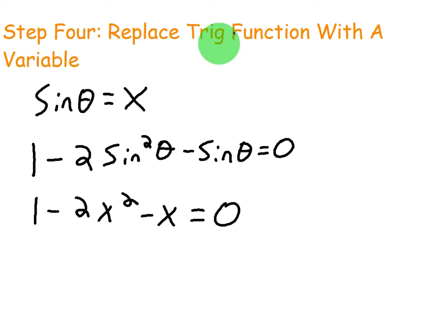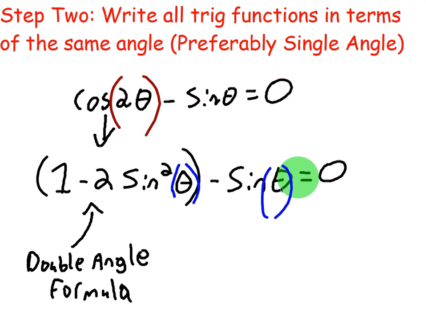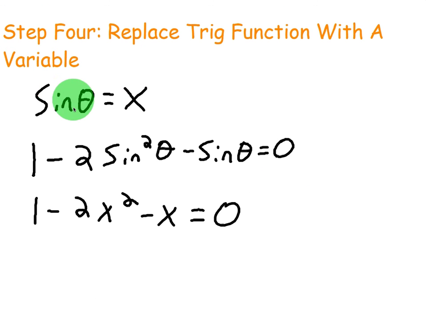Step 4, you want to replace the trig function with a variable. Now this is kind of optional, but it makes this formula simpler. So in other words, instead of writing sine every time, I'm just going to replace sine of theta with x. It just makes a cleaner solution. So I'm going to say sine of theta is equal to x.